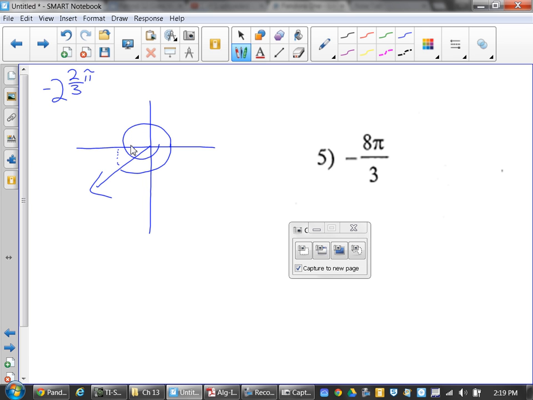Pi over 3, that's 60 degrees. So you're looking at your reference angle to come back up. What is the angle there in the 3rd quadrant that has the reference of 60? 240 or 4 pi over 3, good. That's how you build it around.